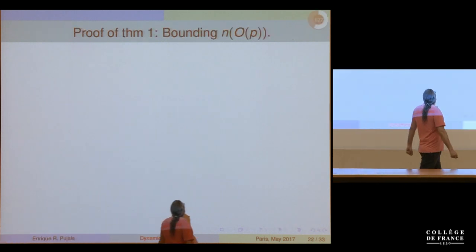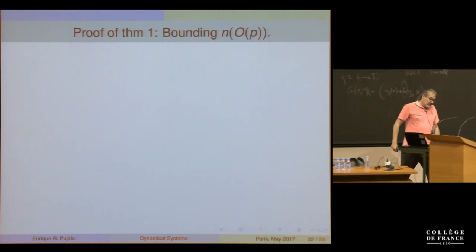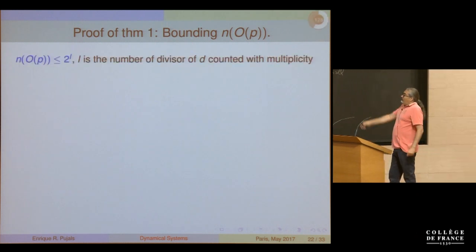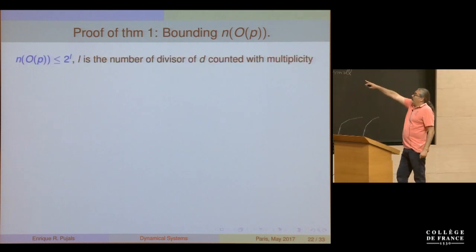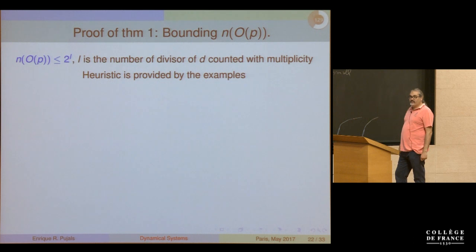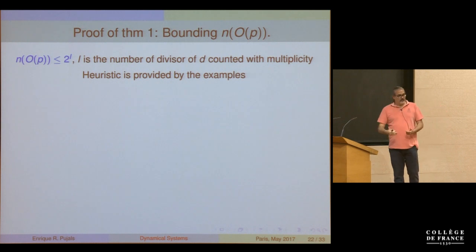And the proof: the first one, we want to bound the upper bound of N. And remember, we want to bound N more than 2 to the L, where L is the number of divisors of D counted with multiplicity. And the heuristic is provided by the example. Really, the example gives you the road of the proof. Well, you have to show that actually these examples are what really is going on.